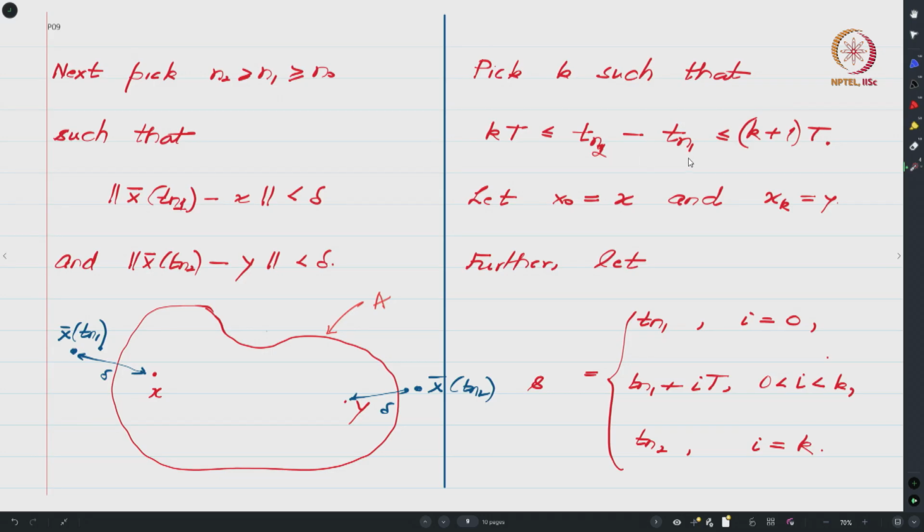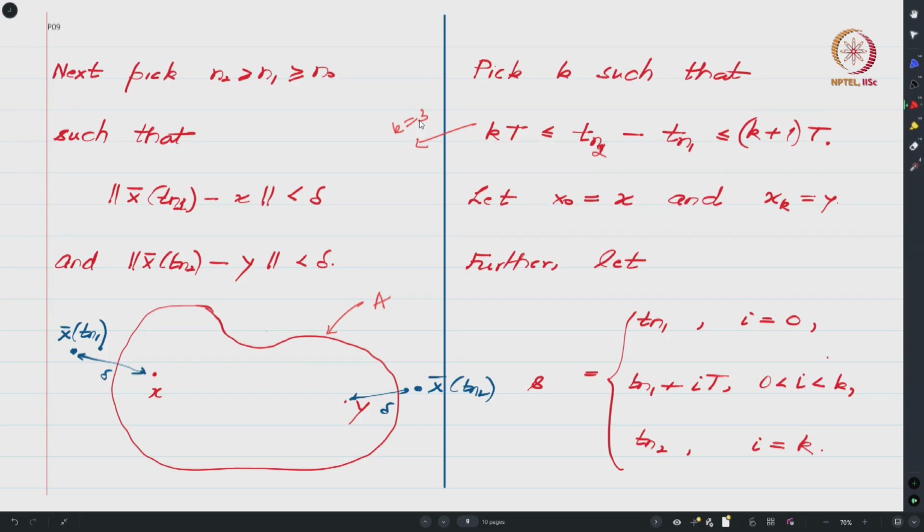So tn2 minus tn1 is some finite number, and since t is strictly bigger than 0, if you multiply t by k, this number is going to keep increasing. So identify the largest value of k such that kt is less than tn2 minus tn1, so that will automatically ensure that your k plus 1 t is upper bounding this quantity over here. So pictorially, k could be 3, 4, whatever it is depending on the value of tn2 minus tn1.